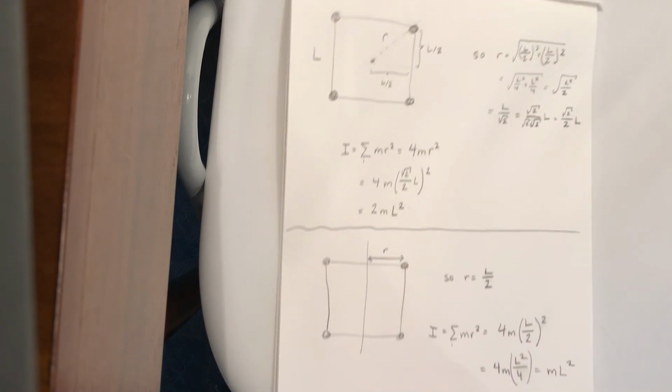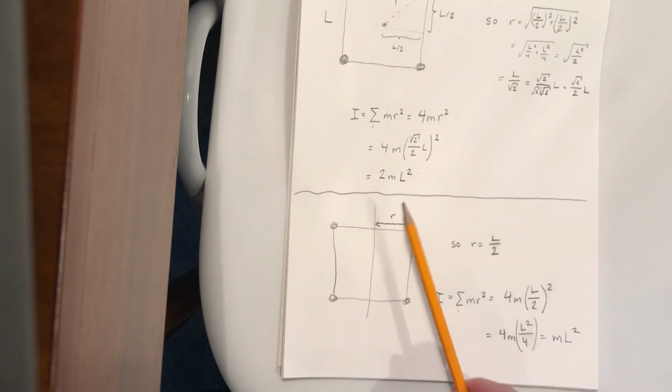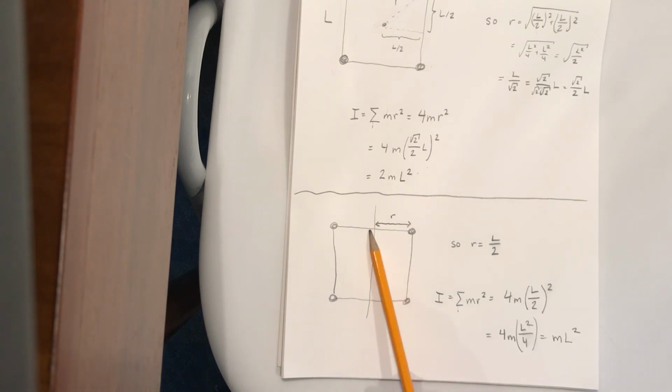squared. In this problem, where the axis of rotation is this way, the radial distance of each of the masses is L over 2, L over 2, L over 2, and L over 2. So again, we sum over mr squared. Again, they're identical, so we can put this factor of 4 times m times L over 2 squared, which is 4m times L squared over 4, which just equals mL squared, and that is the solution for the problem.